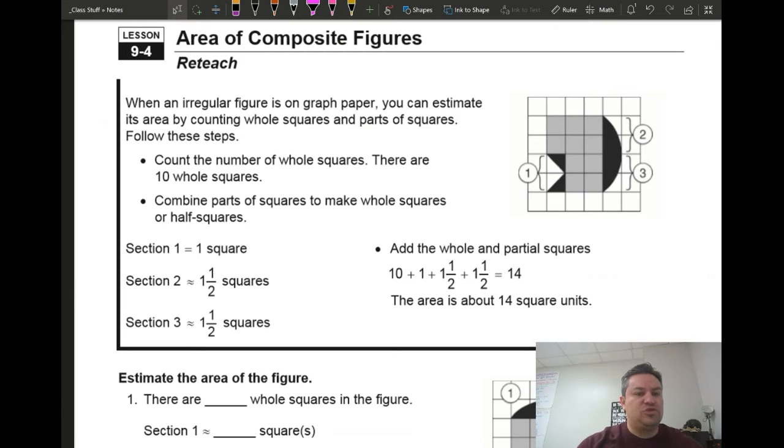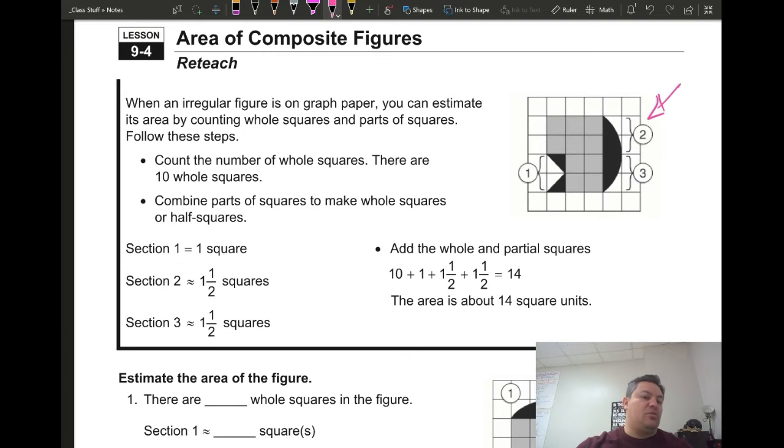Composite figures is when an irregular figure is on a graph paper. Basically, if you have something like this, a shape on a graph paper, you can kind of estimate to see how many square units that thing is going to take up on that graph paper. Every little square is going to represent 1 square unit, so you can start estimating.